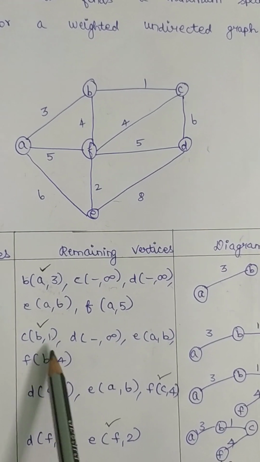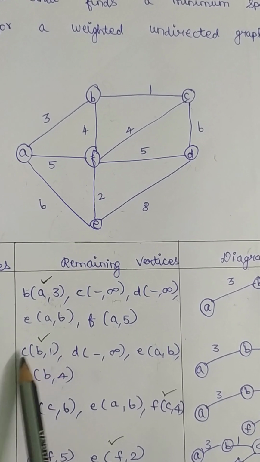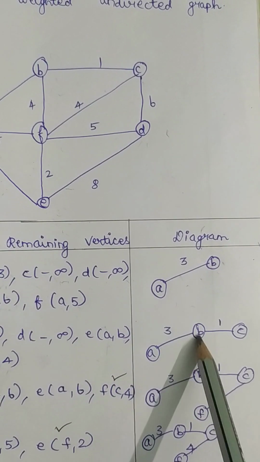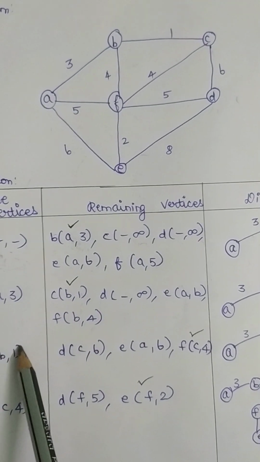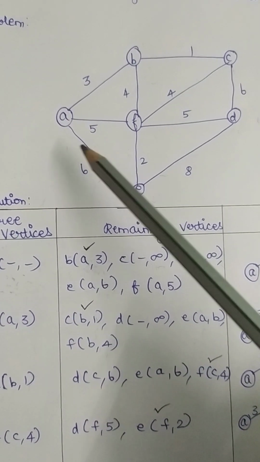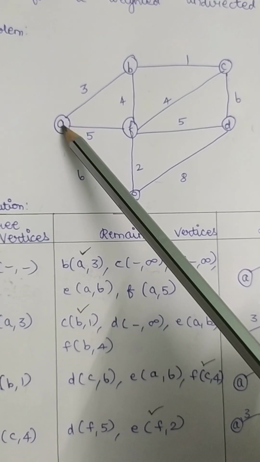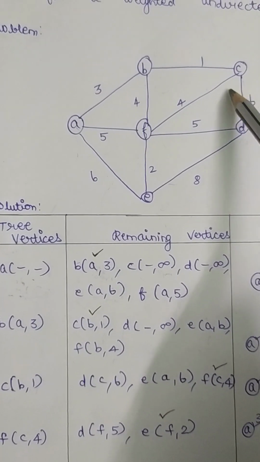Here also we need to find the shortest distance. The shortest distance is B to C, which is 1. So we connect B to C as 1 and move on to the next step. Here we have already visited nodes A and B, and now we are going to see node C.